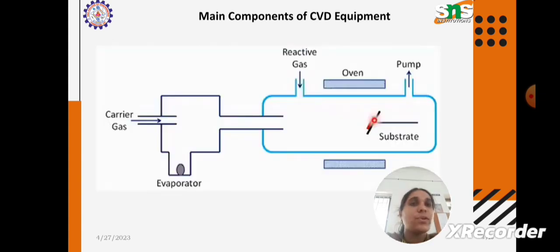These are the main components of CVD equipment. First, the carrier gas is allowed to pass through the evaporator chamber and into the next chamber. In that chamber, a substrate is fixed in the center, and an oven is set up at the bottom and top. The reactant gas comes in, and the other gases are pumped out at the outlet.